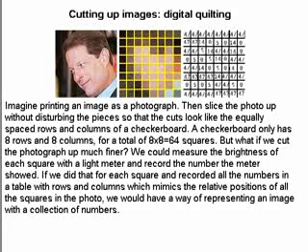We could measure the brightness of each square with a light meter and record the number the meter showed. If we did that for each square and recorded all the numbers in a table with rows and columns which mimic the relative positions of all the squares in the photo, we would have a way of representing an image with a collection of numbers.